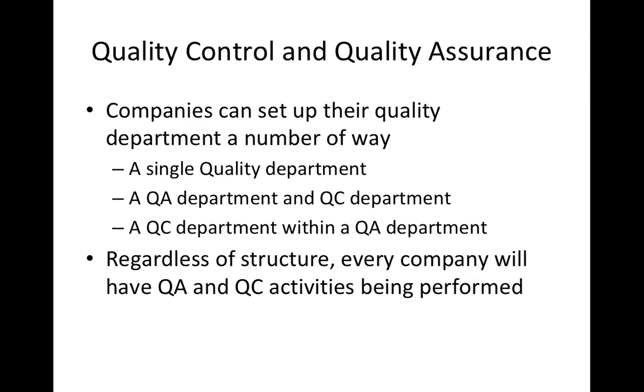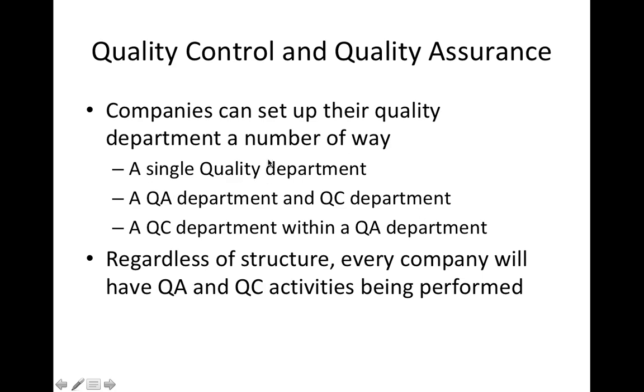With maintaining their quality, companies can set up their quality departments in a few different ways. You can have one single quality department, and that's the way most companies do it. You have a single department where all the personnel are carrying out both quality assurance and quality control all at the same time. There are other companies that have two different departments, a quality assurance department and a quality control department. We'll talk about the difference in a second. Or you can also have the quality control department within the quality assurance department.